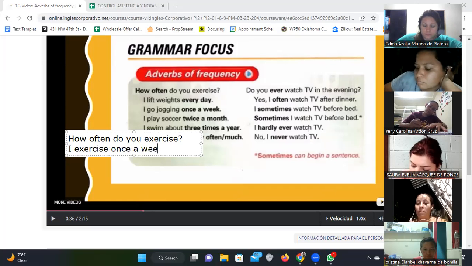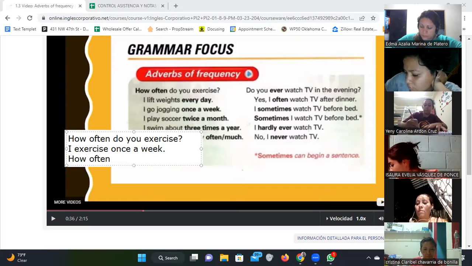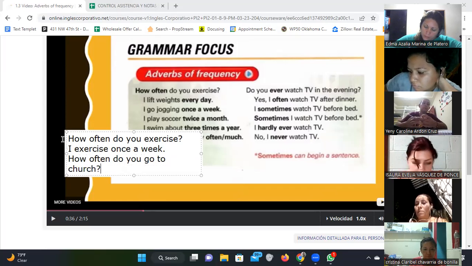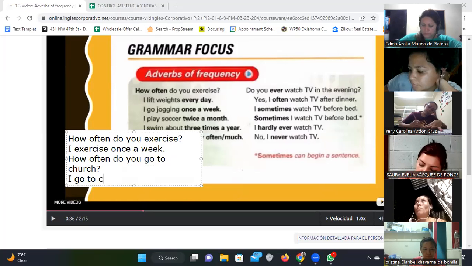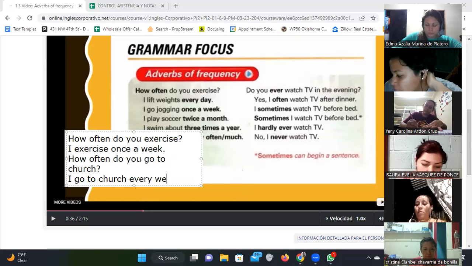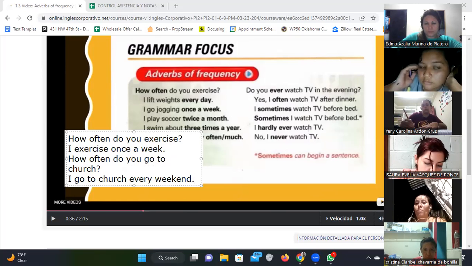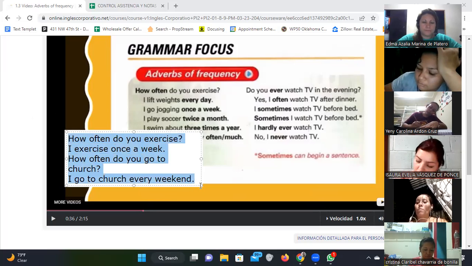Once a week, for example. How often do you go to church? I go to church every weekend, for example. All right, so you're going to give me 5 examples and I want you to write them down here in the discussion forum.